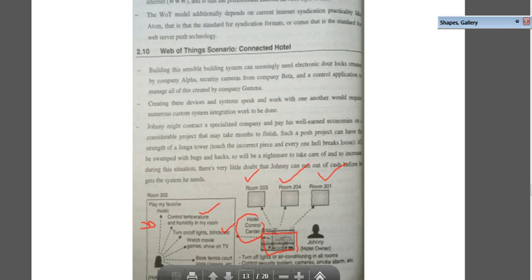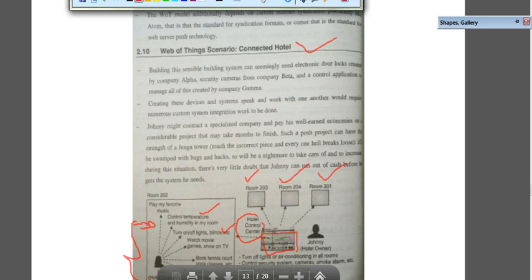So these are the different things which can be automatically controlled by using the internet of things. So that is one of the examples of how the web of things will be used, which is part of an IoT.